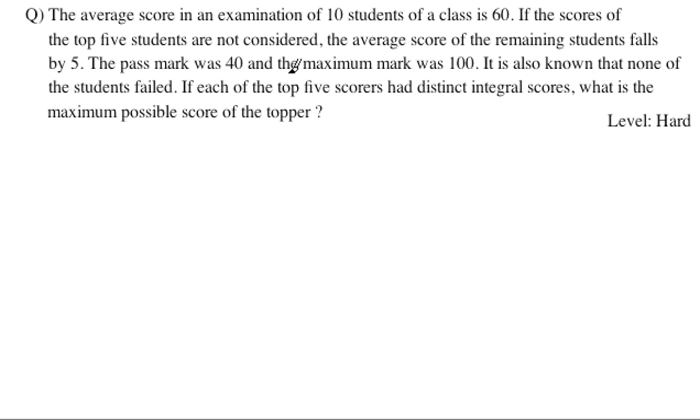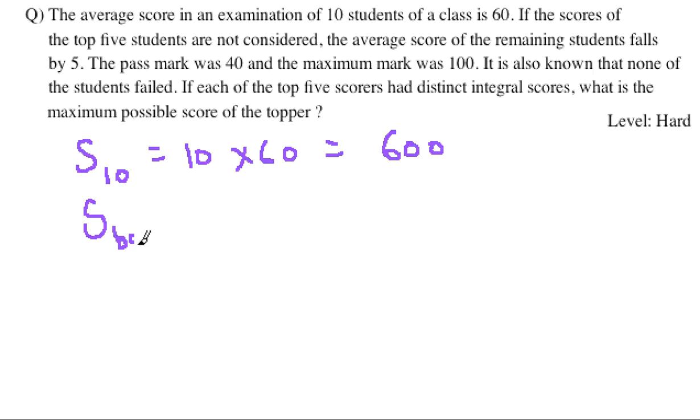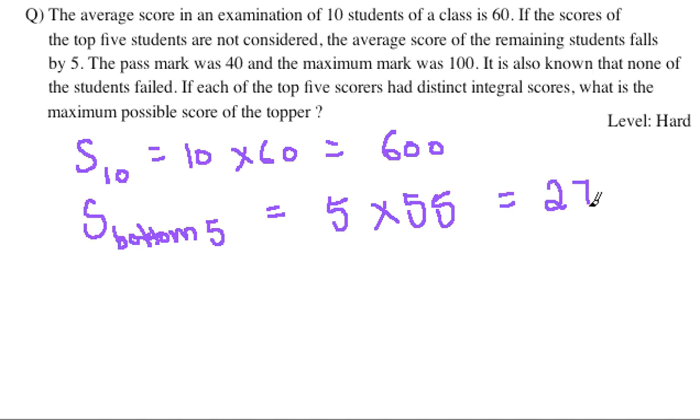Okay, so here we have been given that the average score of the 10 students of the class is 60. So the sum of all the 10 scores in the class would be 10 into 60, which is 600. Now the average for the bottom 5 students is 5 less than 60, so it is 55. So the sum of those bottom 5 students' marks would be 5 into 55, which is 275. So automatically the sum of the top 5 would be nothing but 325.